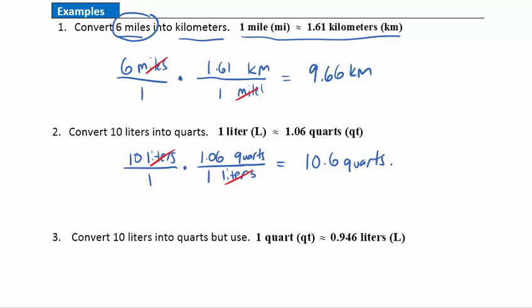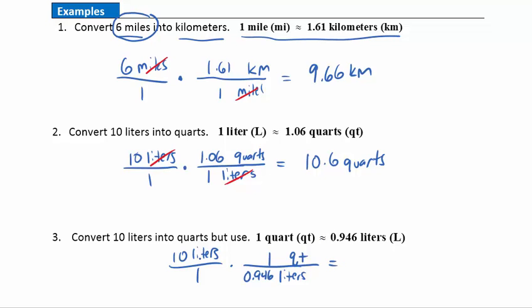All right, example 3. Convert 10 liters into quarts, but now use this other conversion. Notice this was 1 liter equals 1.06 quarts. Now we're going to use 1 quart equals 0.946 liters. Starting with 10 liters again as a fraction, I still want liters down here in the denominator, since I'm converting into quarts, which go up here in the numerator. My conversion now is 0.946 liters is 1 quart.